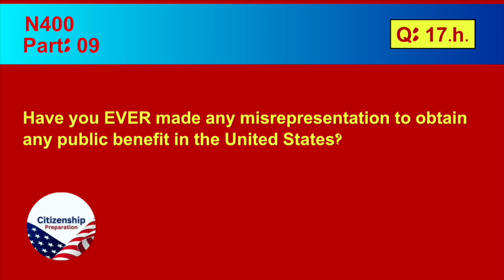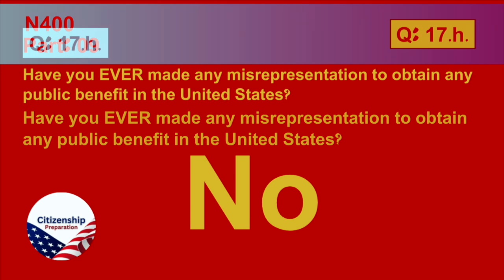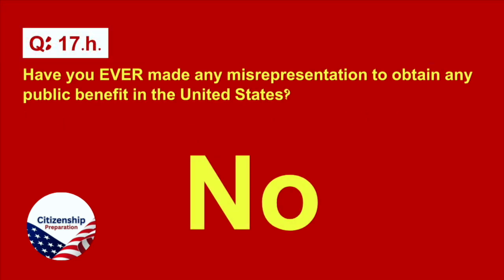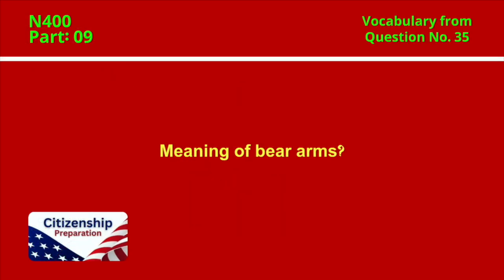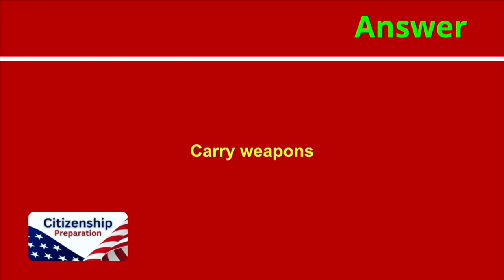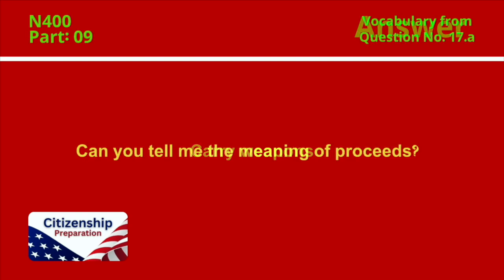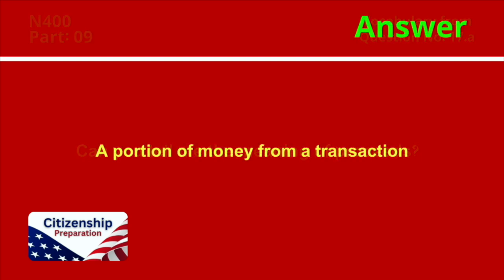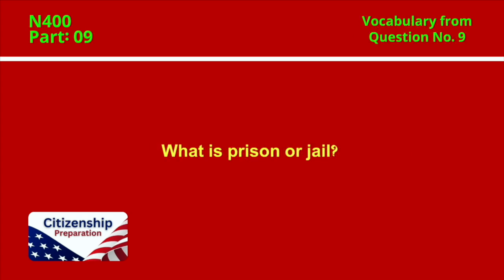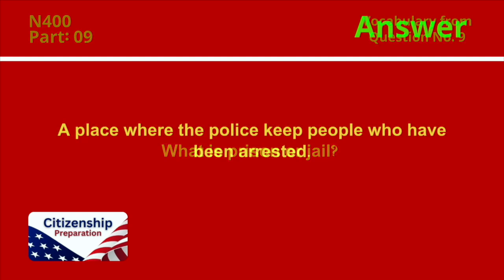Have you ever made any misrepresentation to obtain any public benefit in the United States? No. Meaning of bear arms? Carry weapons. Can you tell me the meaning of proceeds? A portion of money from a transaction. What is prison or jail? A place where the police keep people who have been arrested.